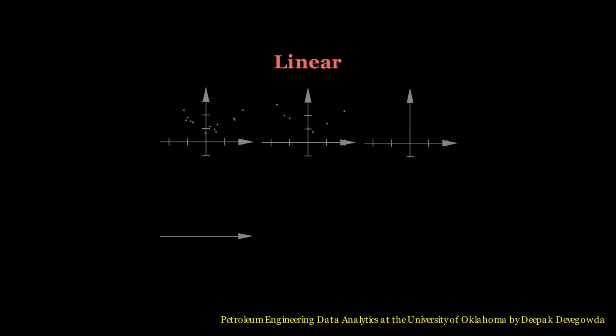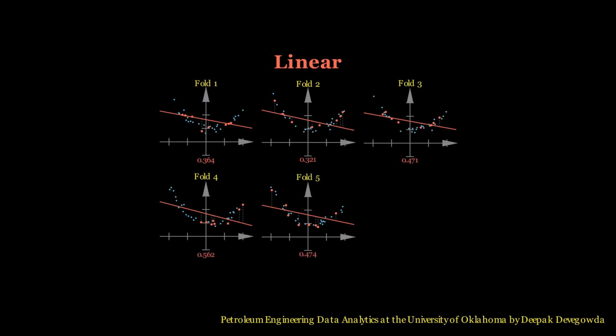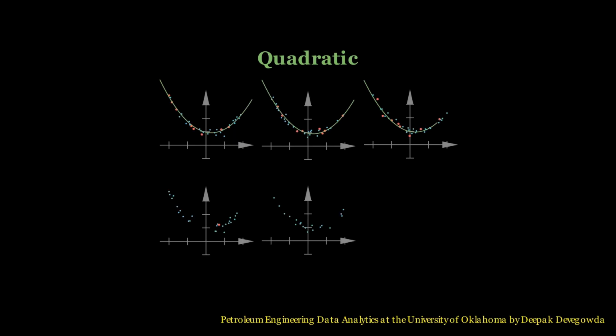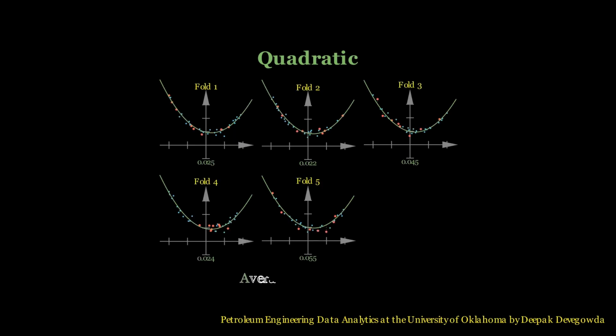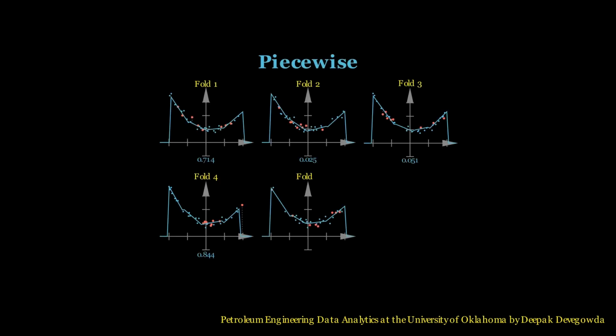Now we can combine the results and look at the performance of the linear model. We get an average squared error corresponding to the fits. Then we look at the quadratic polynomial, and across all of the 5 folds we can compute the average mean squared error. And finally, for the piecewise linear function, we again average out the performance across each one of the 5 folds.